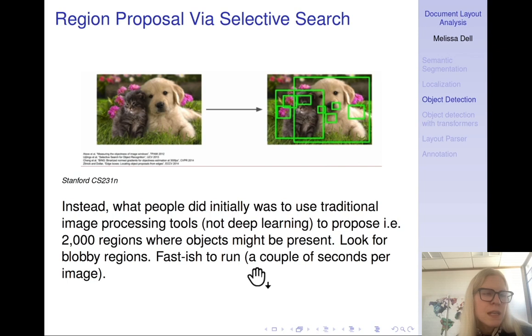What people did initially when thinking about this was to use traditional image processing tools. These are not deep learning. These are older tools to propose, for example, 2,000 regions where objects might be present in an image. Essentially it's looking for blobs of things, and this is kind of fast to run.